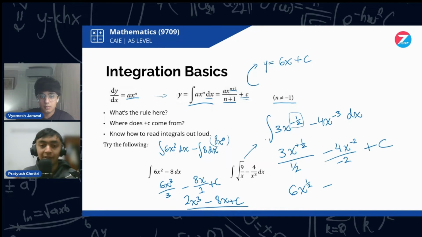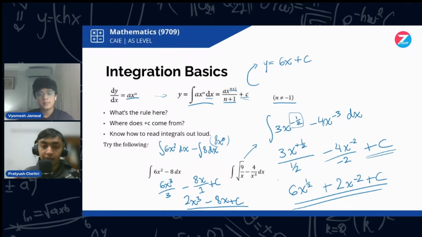Always remember the plus c. This is indefinite, since it's an integral, always write plus c. There's a mark for plus c, guys. It's not just a little fun thing we put on. And it represents something important. Okay, minus 4 divided by 2. This is plus 2 x to the power minus 2. So it's plus c again. So this is our integral for this. Okay, that's the basics. Increase power by 1, divide by that new power.